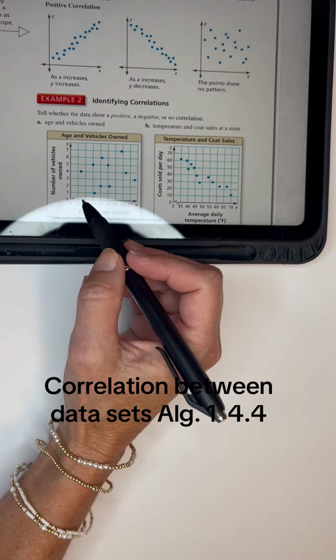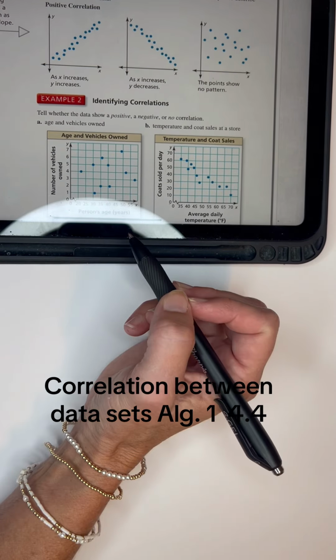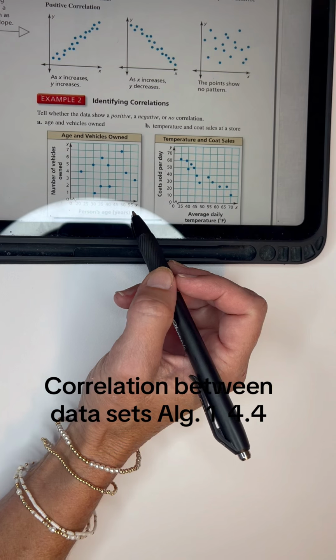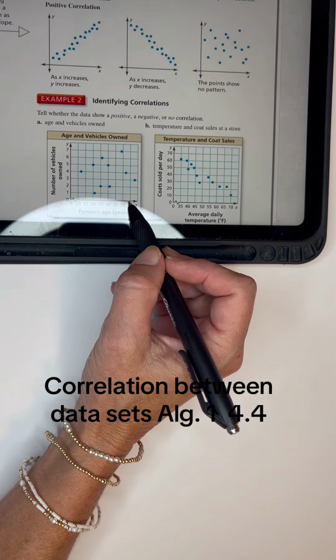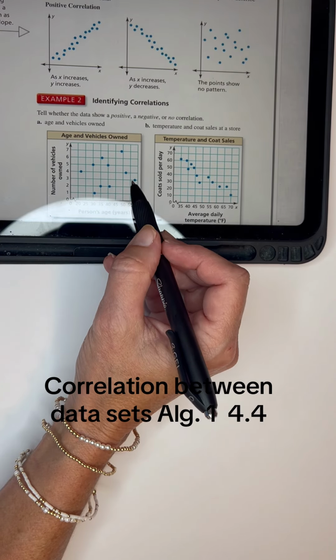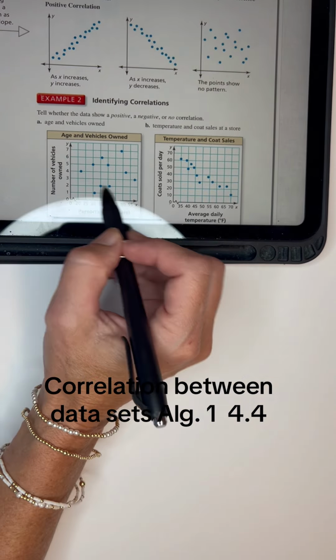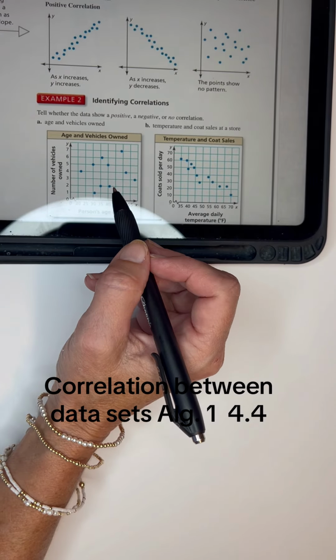For instance, this kid who's like 23 has 4 vehicles, so that's pretty young. And then here is an older person who has no vehicles, a 55-year-old with none, and a 56-year-old that actually has 3. These are scattered everywhere, so there's really no correlation between those two ideas.